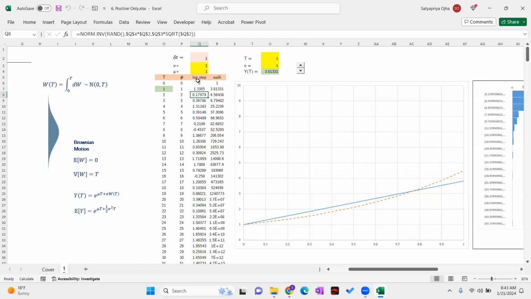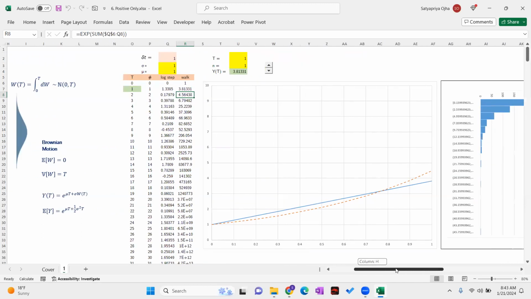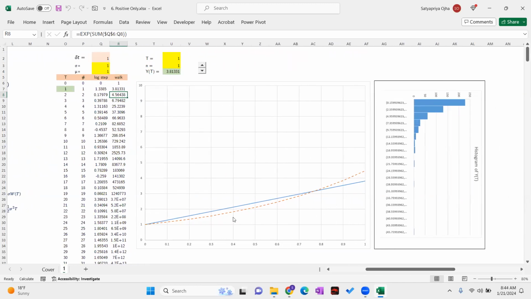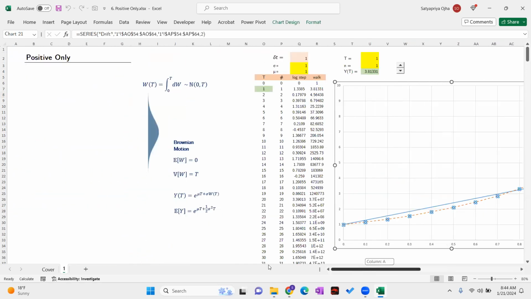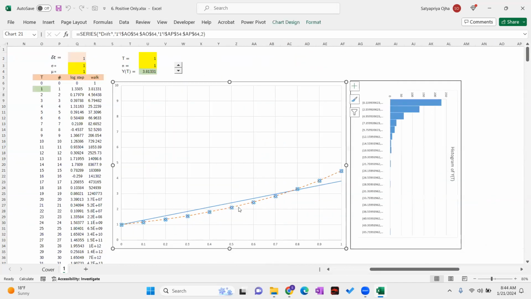Correct. So the change in log value is still normally distributed. And then for the walk, I'm doing e to the power of the running sum. So this is the running sum in the exponent, and I'm doing e to the power to get the walk. Now, this is how it looks. If you look at the expectation, it is e to the power of this stuff. The more time you give, it grows exponentially. It is not linear growth. If you look at the drift, that has an exponential growth rate.